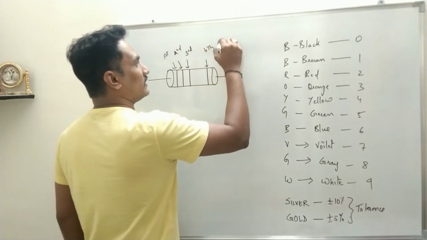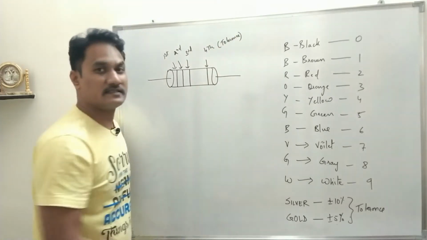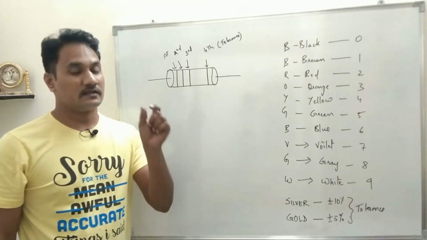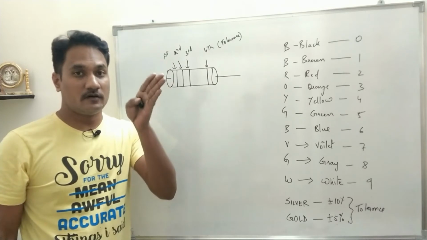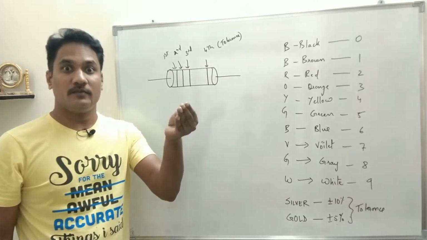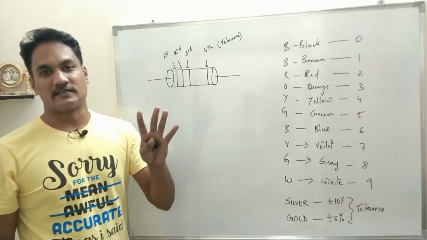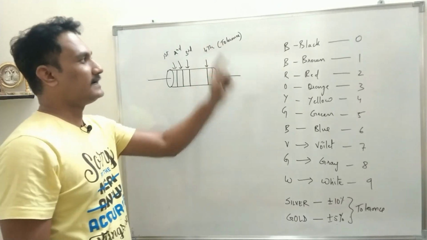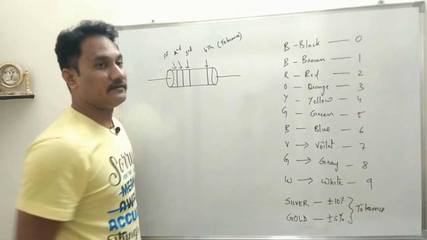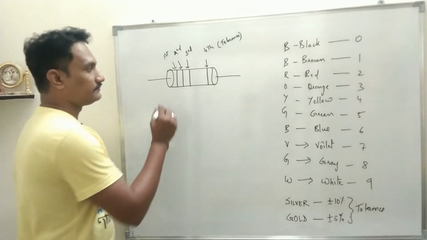The fourth one will indicate the tolerance. Tolerance means deviation from the original value. That means, of course, a fixed resistance has a fixed value of resistance, but when it is available in the market, there will be small deviation, plus or minus, so that range is called tolerance. And the first, second and the third band will be used for calculating the value of resistance.